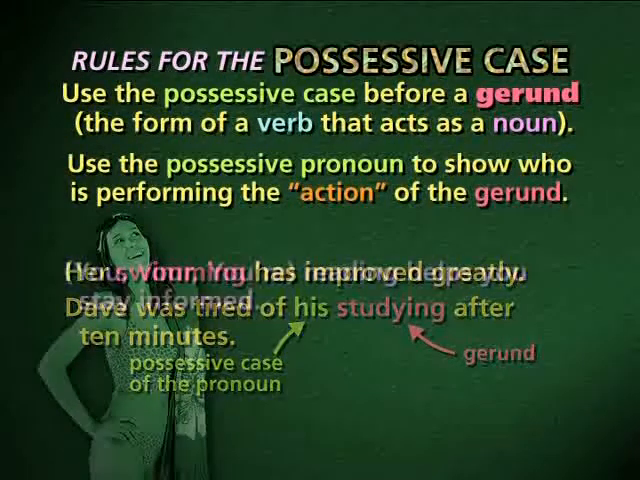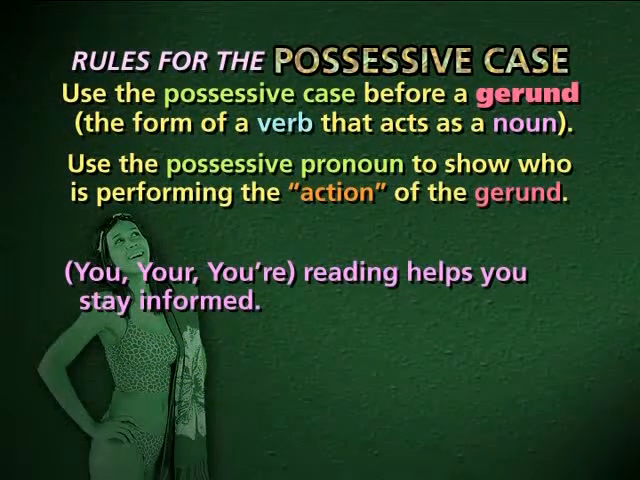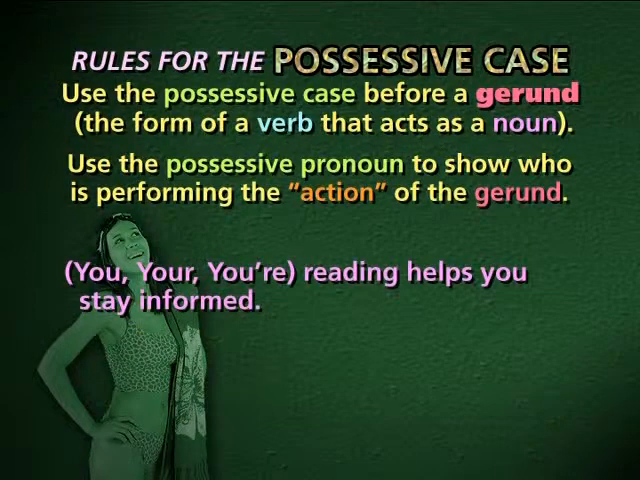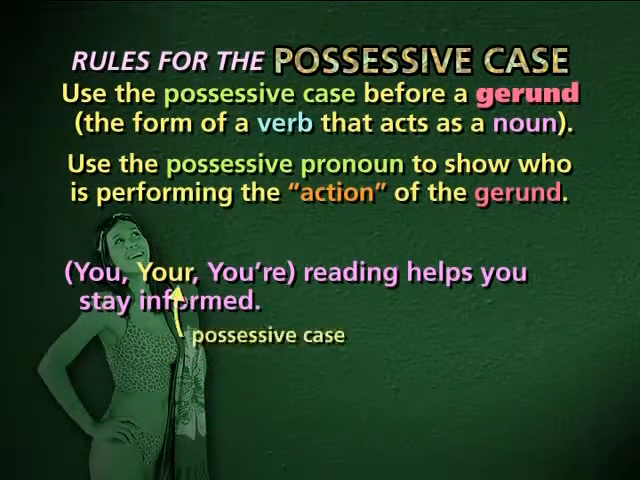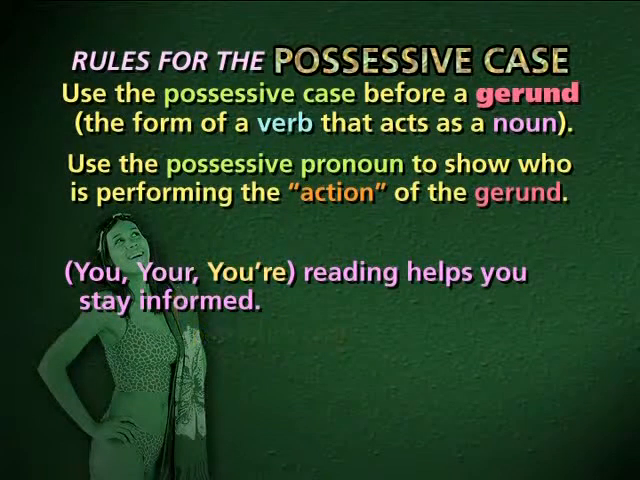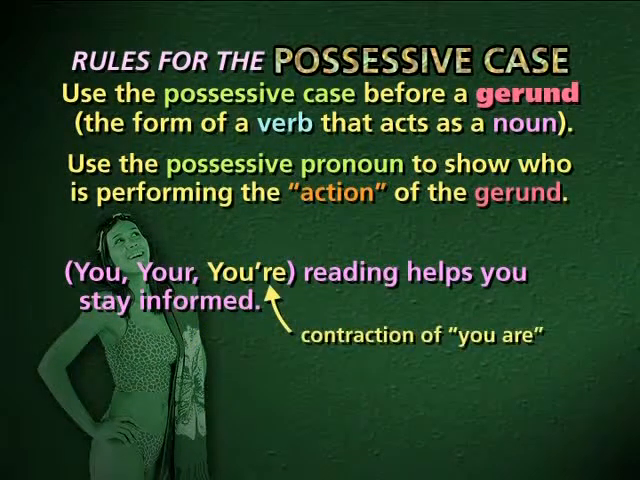Here are some more examples. You, your, and you're. Reading helps you stay informed. Well, you is in the nominative and the objective case. Your is in the possessive case. And you're is really the contraction you are. So that's an entirely different word. That's a contraction. That's not a case issue.